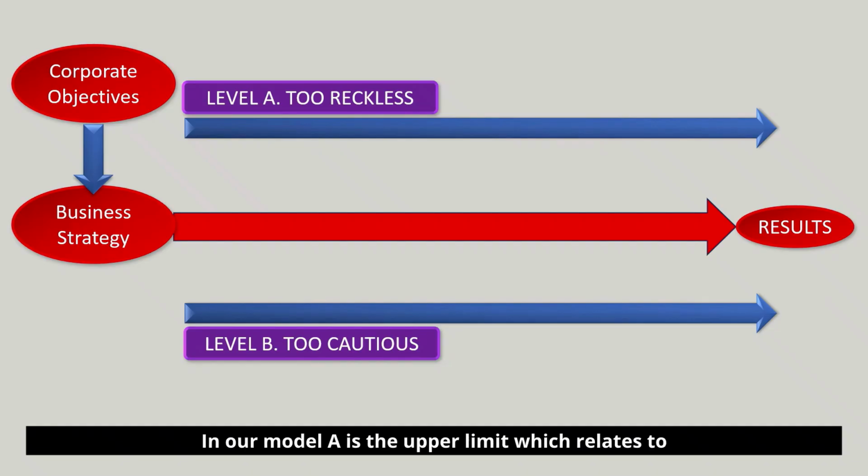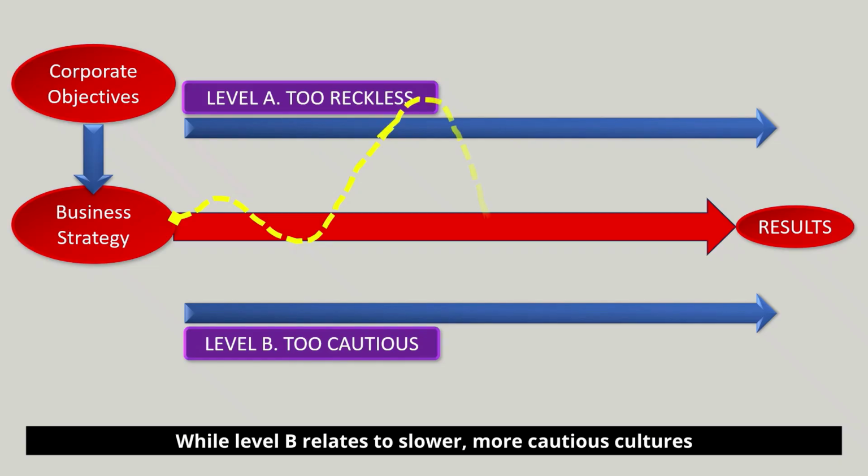In our model, A is the upper limit, which relates to cultures where speed, aggression and innovation are key, which means mistakes can arise, while level B relates to slower, more cautious cultures where too much risk avoidance may lead to stagnation and lost opportunities.